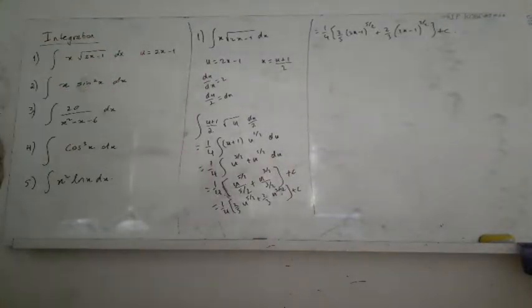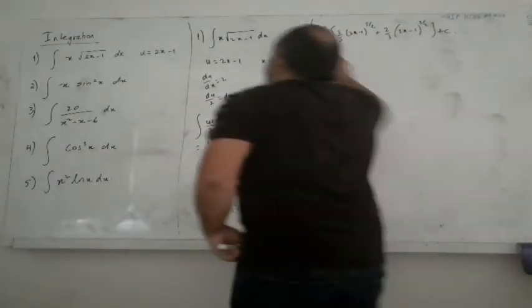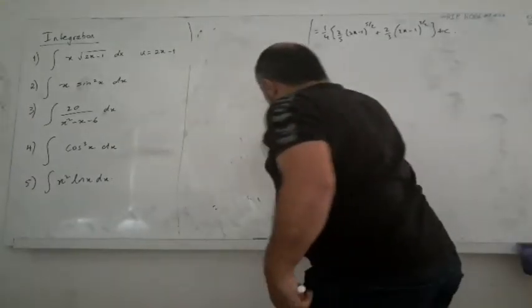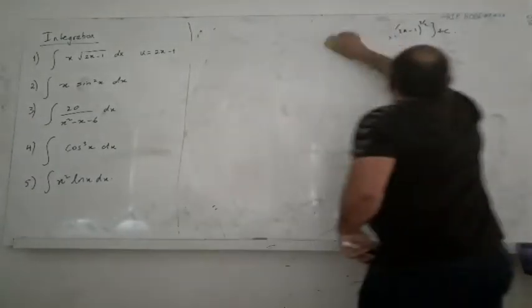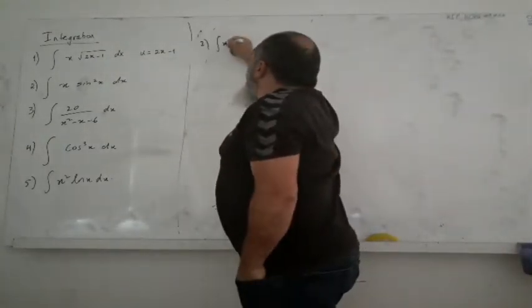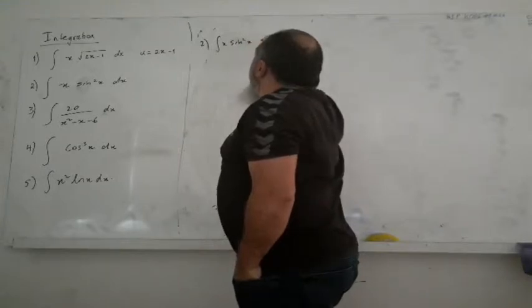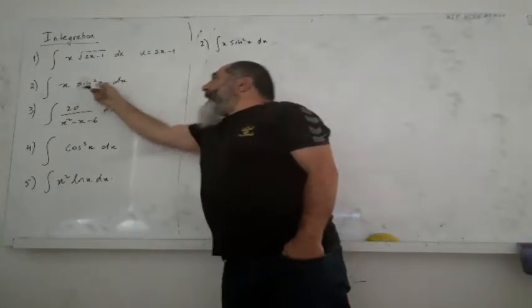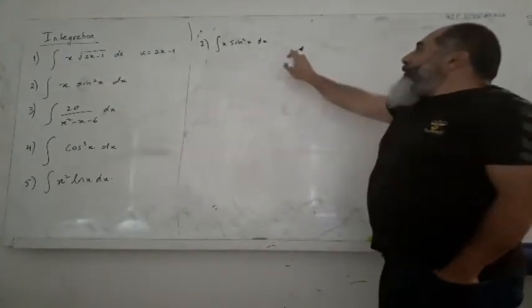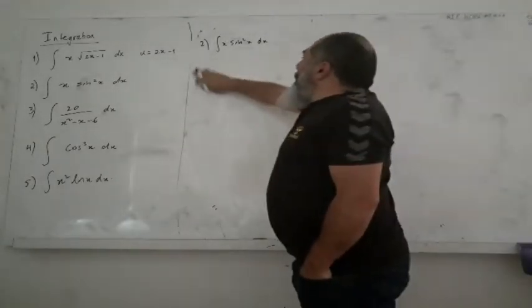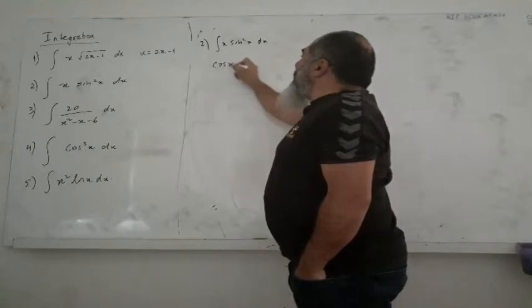Let's solve question 2. For question 2, to carry on with the integration, because we don't know how to integrate sine squared x, we have to use a trigonometric manipulation. Let's use the identity for cosine 2x in terms of sine squared x.